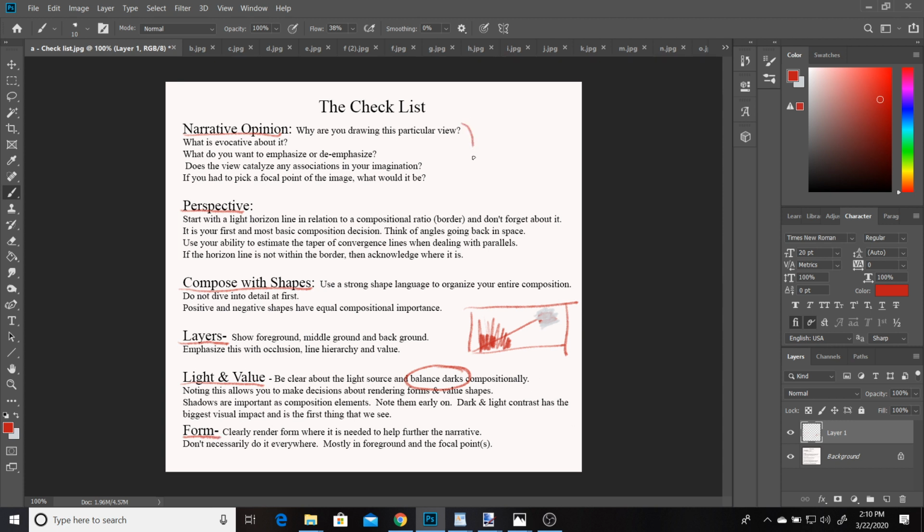So I quickly just want to talk about this, the narrative opinion. What is that? That means why are you drawing what you're drawing? You can't just say, I'm doing this assignment because I have to. A way to do it is to go, oh, I am supposed to do an environment and draw it out here. And so what do I find evocative about what I'm looking at? What's interesting about it? And doing a series of thumbnails is a way to find that out.